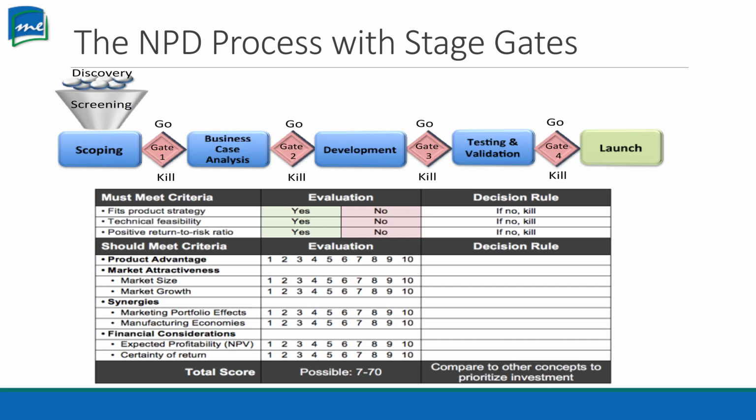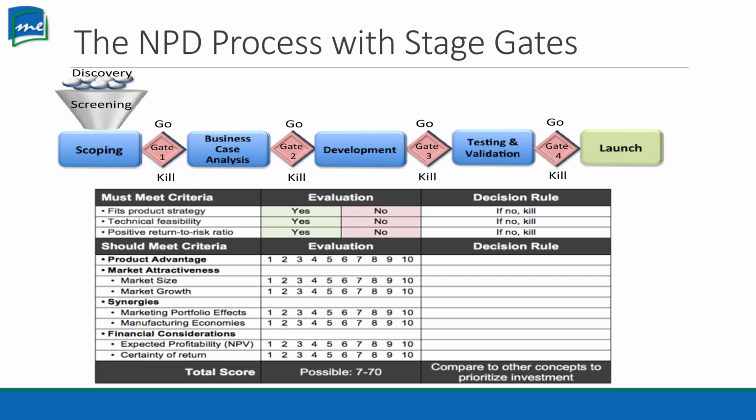Technical feasibility, yes or no. If no, kill. Positive return to risk ratio. Evaluation, yes or no. Decision rule, if no, kill. Kill the idea. It does not move forward. And then you do your evaluation at the end here.